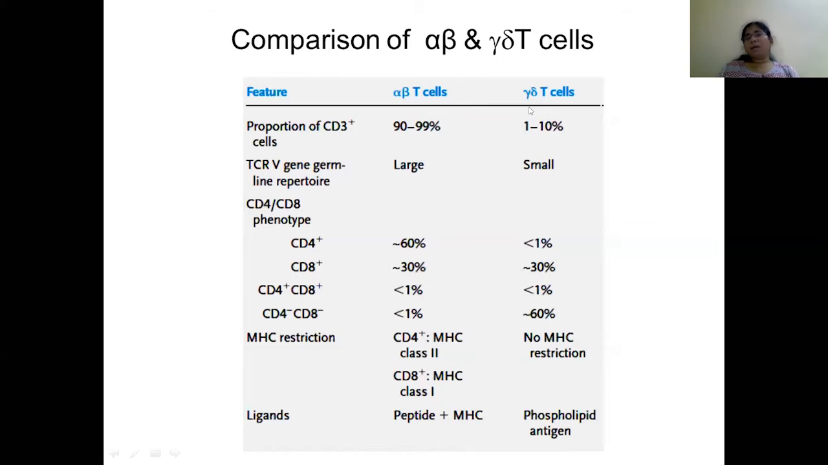So gamma delta T cells do not have MHC restriction, and they don't recognize the peptides presented by MHC. Instead, they recognize phospholipid antigens. So they are very important cells at the barrier sites and at the mucosal sites also. These cells are important.